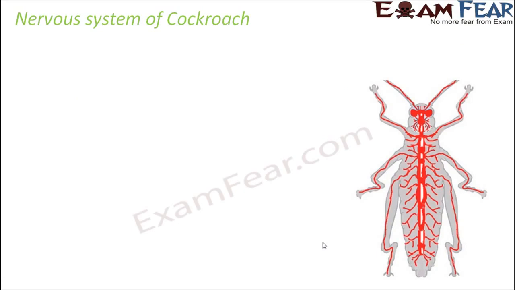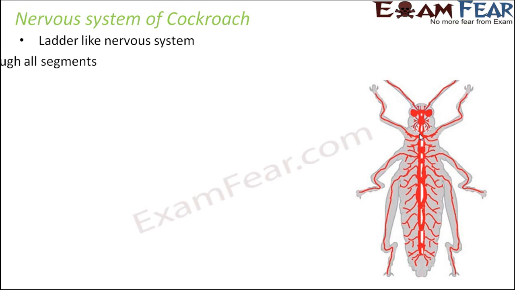Let us now look at the nervous system. So now that we know how digestion happens, how blood circulation happens and how respiration happens, we should also know how the coordination between the nerves takes place in case of cockroach. So cockroach have a ladder-like nervous system. As you can see in this picture, you feel as if it is a ladder. You have one step of the ladder, each one by one.